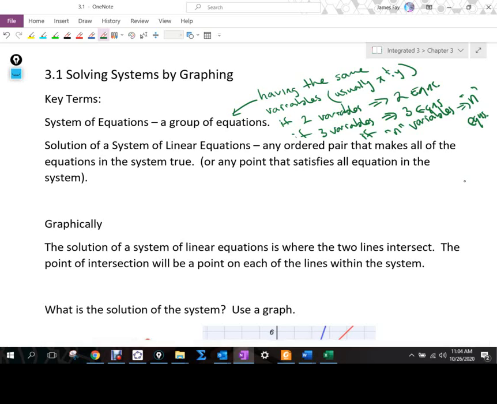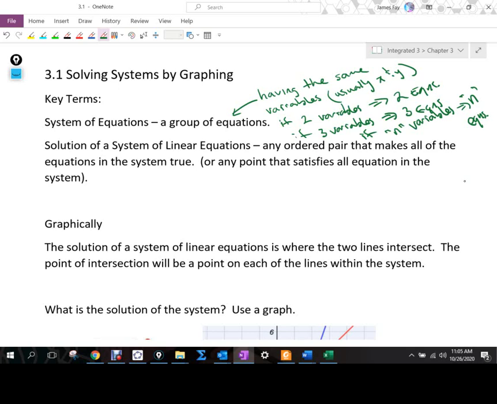For the most part, we're going to deal with just two. We might see the occasional 3 variable, but if we do that, we'll use a calculator to help us with that. Okay, it'll be much easier. Solving 3 variable equations is a very tedious process.